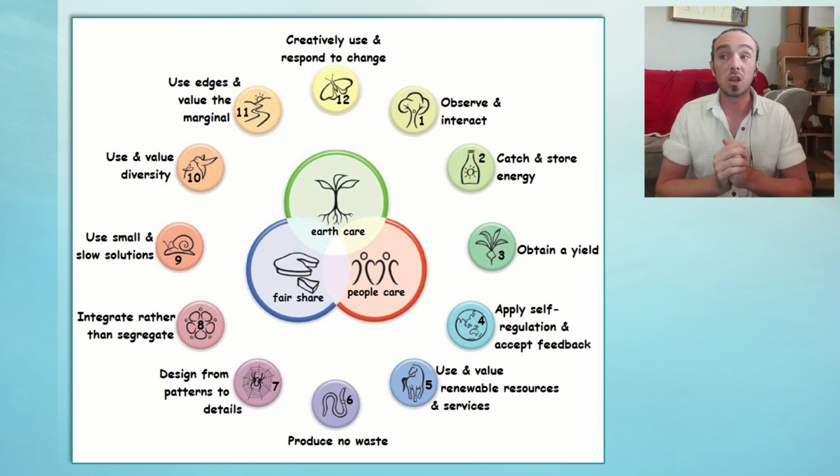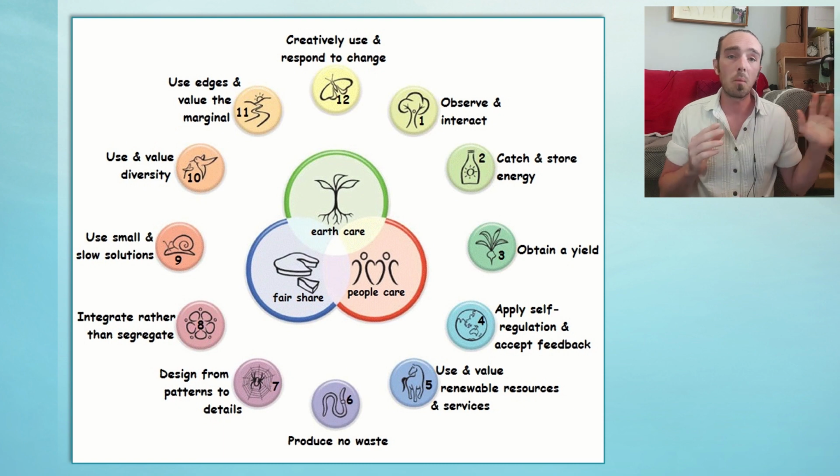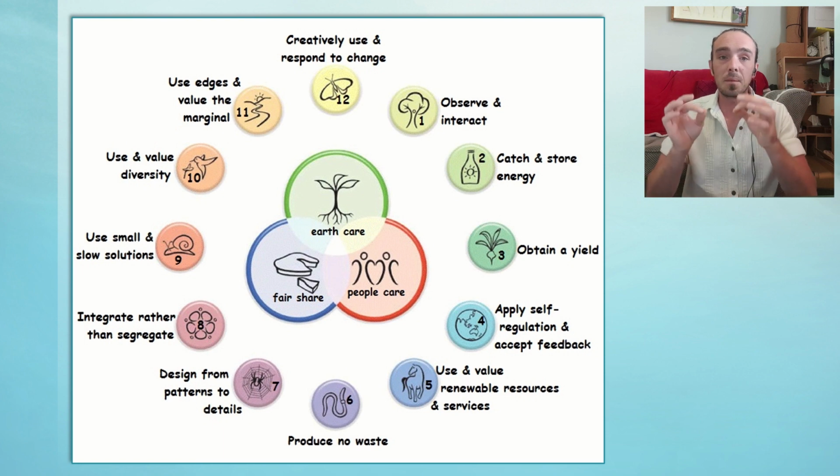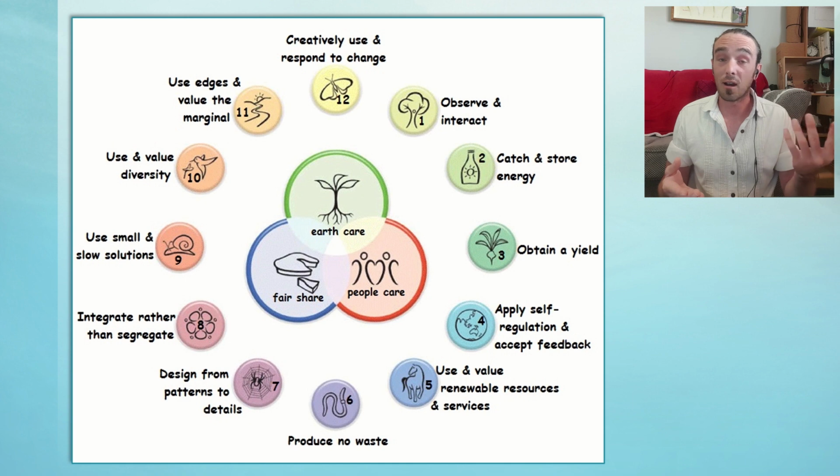Number 9 is use small and slow solutions. So everything about my parents' property is small designs. They're small systems, little tiny bits supplementing our existence. If we take on too much too quickly, the bigger they are, the harder they fall, right? Slow and steady wins the race. We don't want to take on too much because we don't want to be overwhelmed.